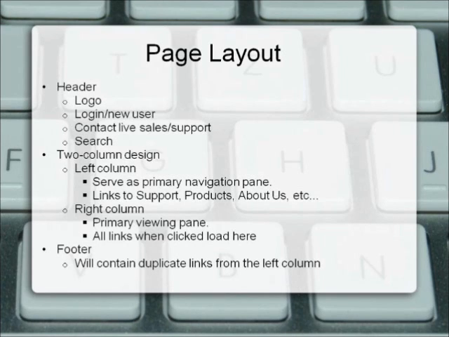The right column will be the primary window in which the users will view detailed content. When a user clicks on a link in the left, it is in this center or right window that the page will load. This layout will allow the rest of the site to remain consistent, resulting in a better and repeatable user experience. At the bottom of the page will be a footer section. The footer is there to add additional navigation and will repeat the links that are located in the left column.